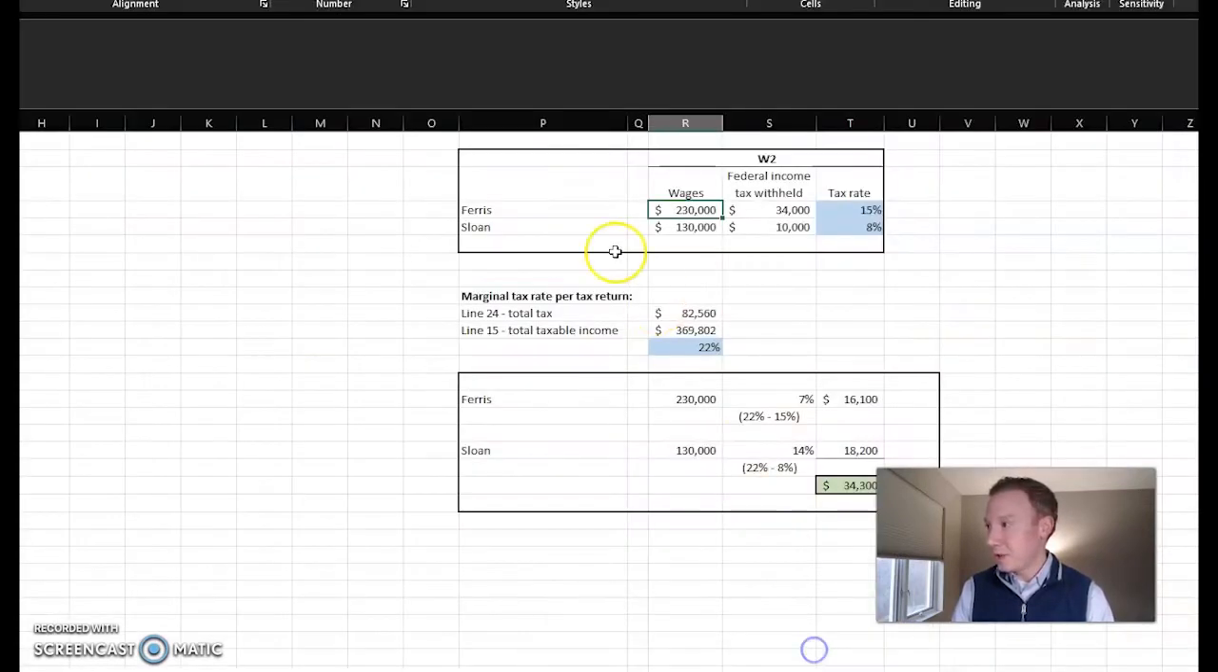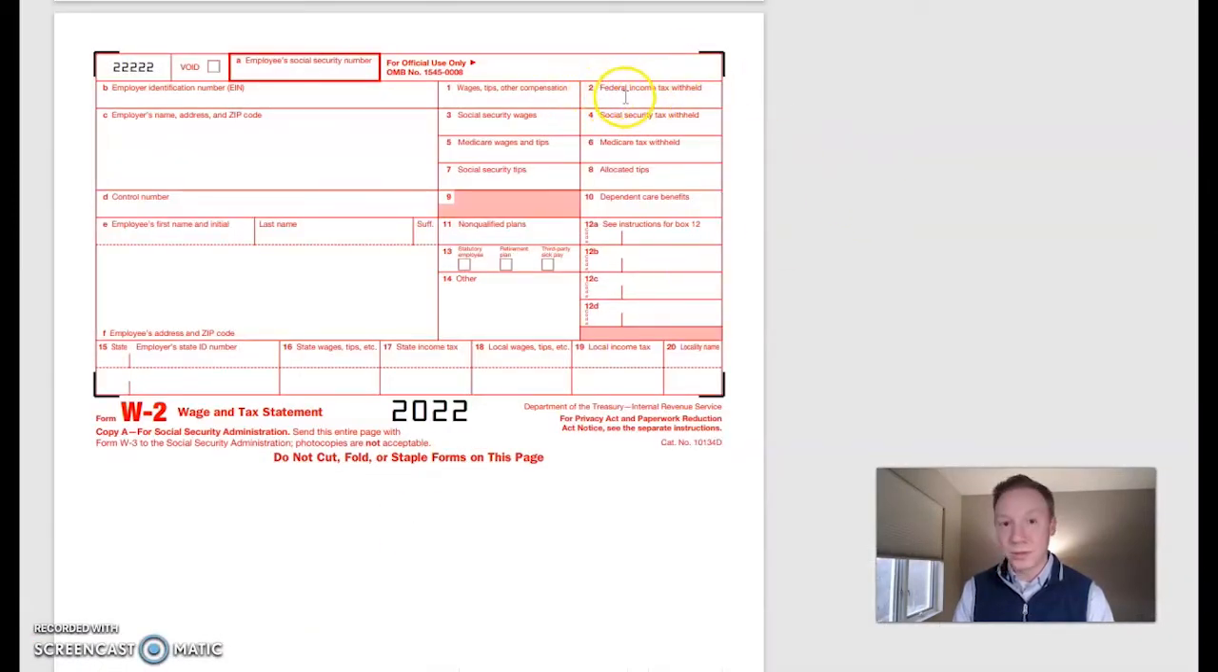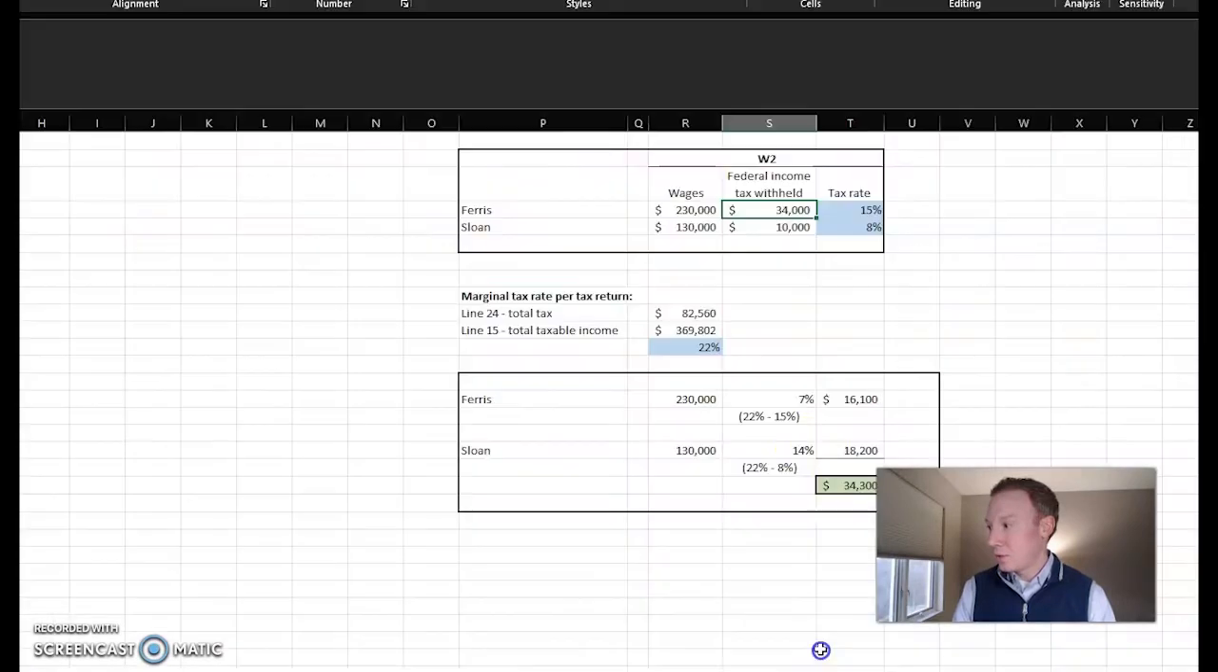Then the next number is what they're withholding from their W-2. And this is where the issue starts. This number is coming from, so let's go back to the W-2, it's coming from box 2, okay? So for Ferris, his tax rate of how much tax is being withheld is 15%, okay? Sloan, you take her numbers, she's at 8%. So 8% of her salary is being withheld, and she's paying that in through her employer. Ferris, he's at 15%, and he's paying that through his employer.